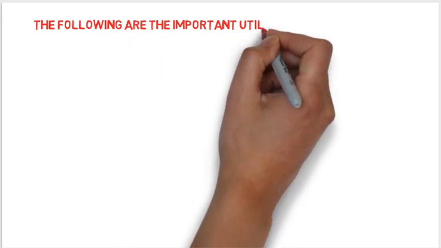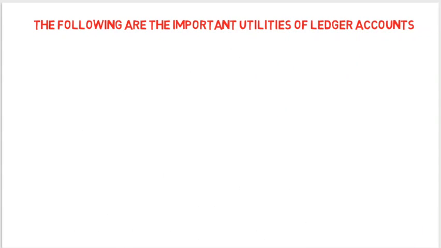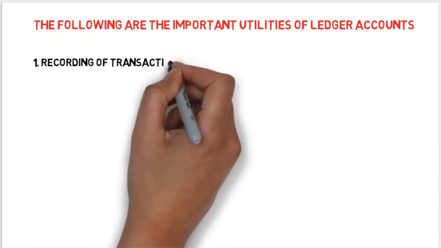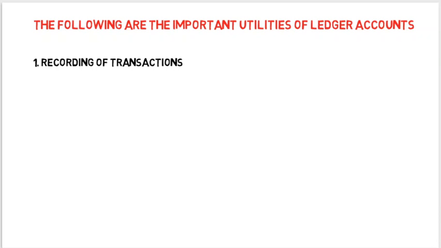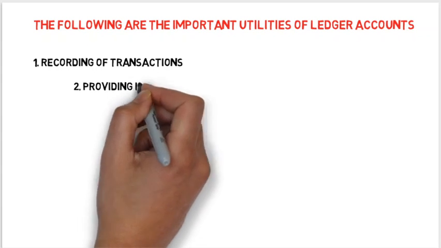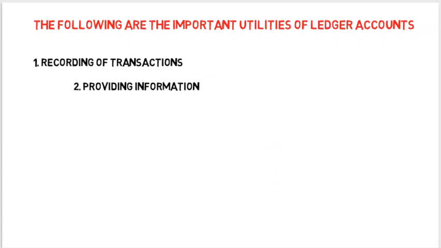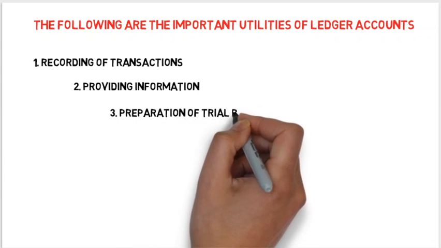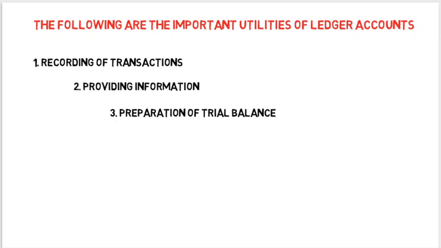The following are the important utilities of ledger accounts. First, recording of transactions. Ledger account keeps a permanent record of all financial transactions in a classified manner. Second, providing information. Ledger account shows detailed financial information of a business regarding debtors and creditors, assets, and incomes and expenses. Third, preparation of trial balance. Ledger account helps to prepare a trial balance in order to check the arithmetical accuracy of the recording of the financial transactions of the business.